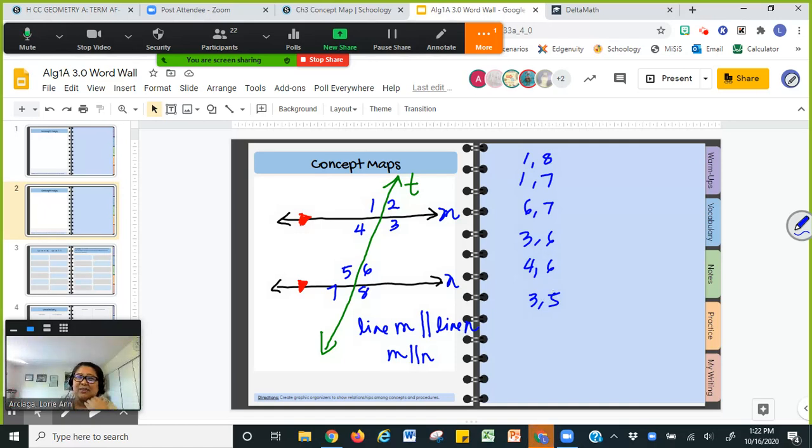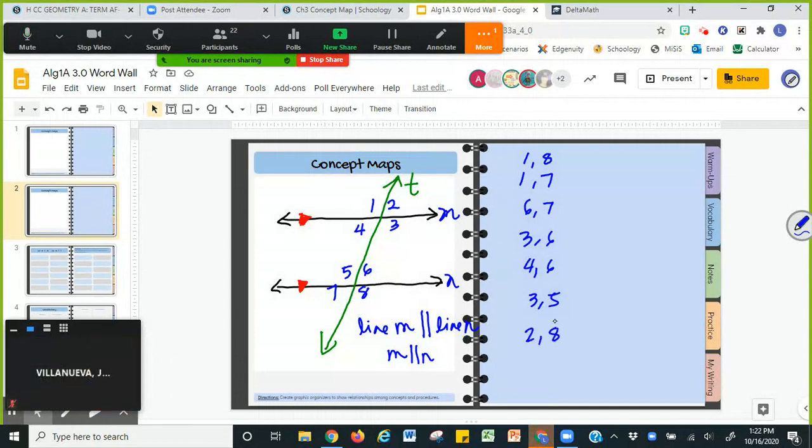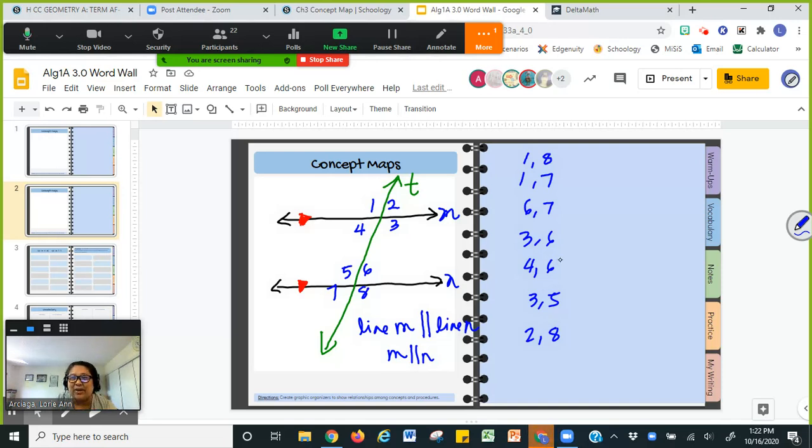Okay, sorry, I cannot read the chat right now. So please unmute yourself. Okay, here we go. Suppose I have 2 and 8. Ooh, now you're getting confused. Same side exterior. That's the answer. Same side exterior.